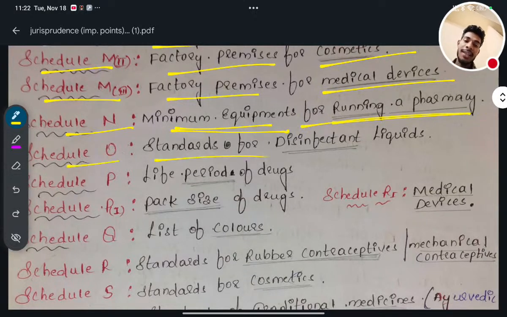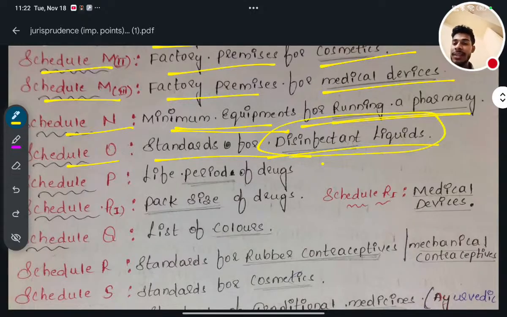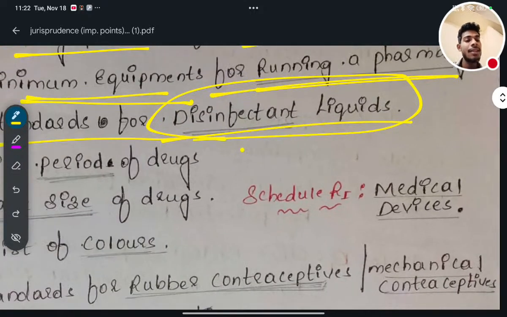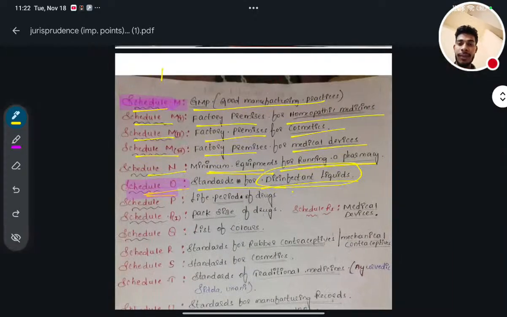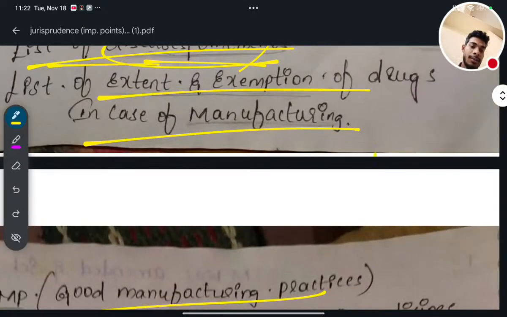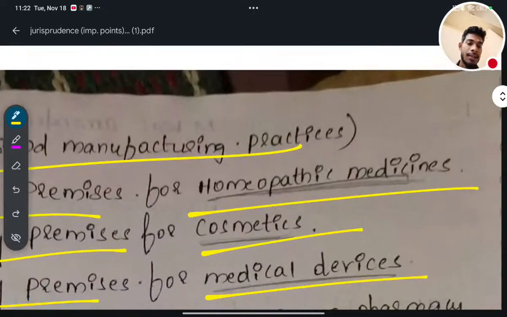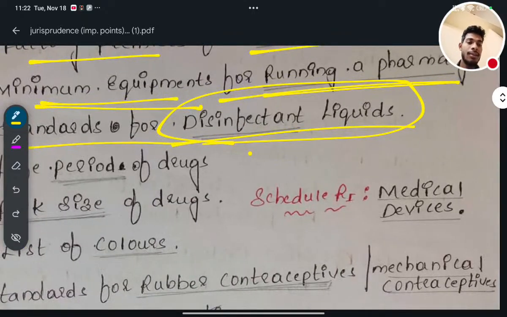Schedule O, standards for disinfectant liquids. I'll tell you one thing, Schedule O you will never forget. This is also important, Schedule O, and you will remember it very easily. See, did you see the bottle of Dettol? Once again, see, there is a Dettol bottle like this. On this you will see a symbol like O.